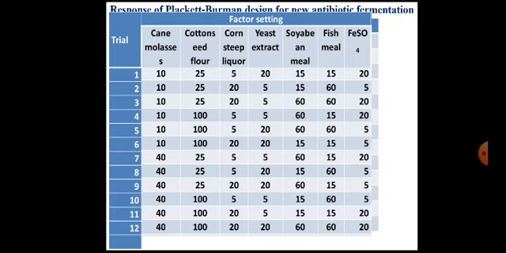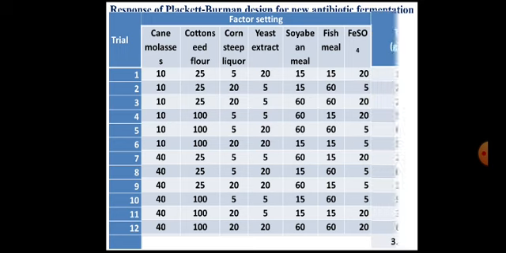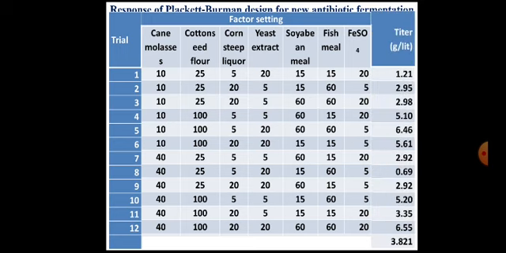So at the end, when all the experiments are run, what you get is a response. Here the response is measured in the form of antibiotic concentration, that is in milligrams per liter. So this is the response. The response for the first trial is 1.21. The response for the second trial is 2.95. The concentration of antibiotic produced using a combination of ingredients in the 12th trial is 6.55. This is the output of the experiment, that is in the form of antibiotic.